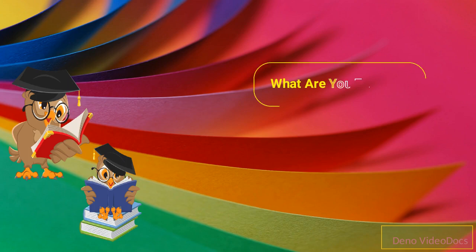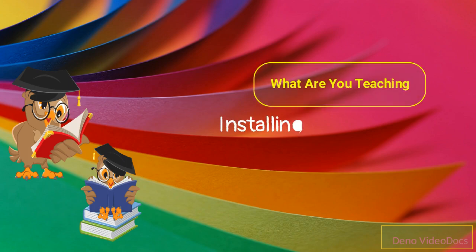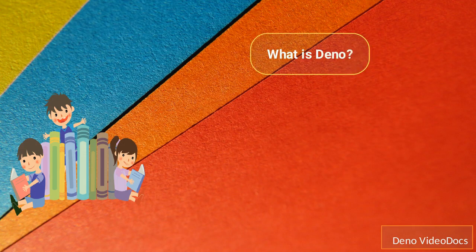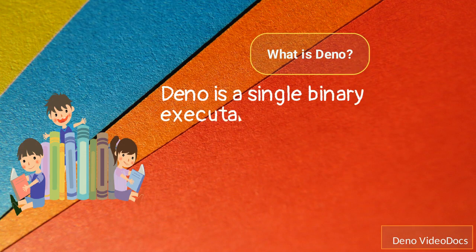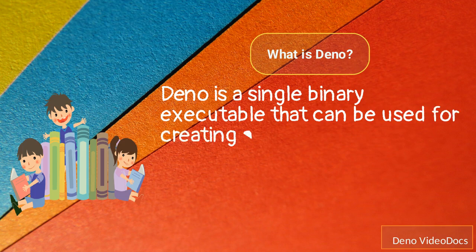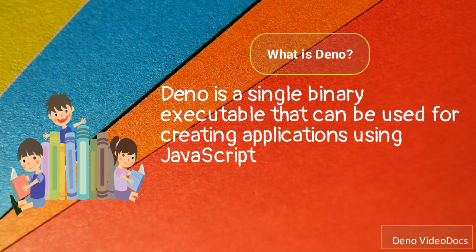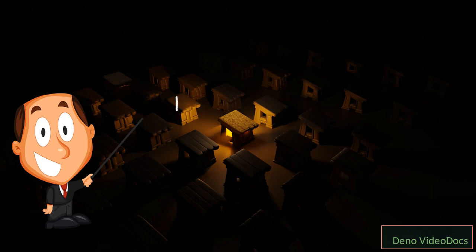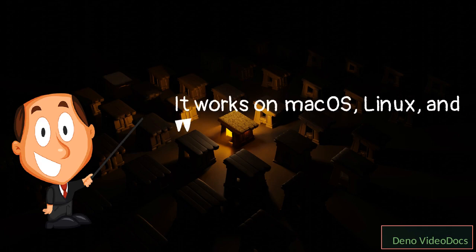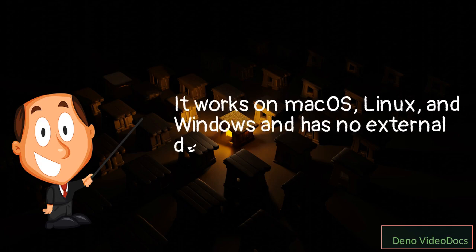What are you teaching us today? Installing and using Deno. What is Deno? Deno is a single binary executable that can be used for creating applications using JavaScript or TypeScript. It works on macOS, Linux, and Windows and has no external dependencies.